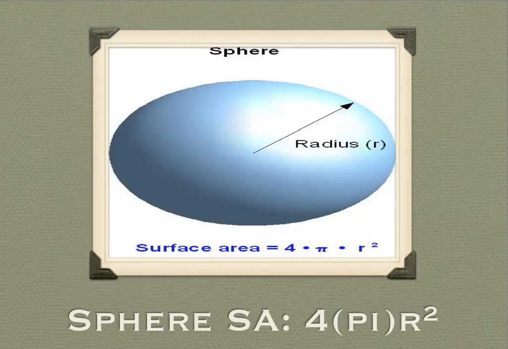And finally, to find the surface area of a sphere, remember, think of a sphere as a great big ball. So it's just made up of a whole bunch of circles. And since the area of one circle is pi r squared, in order to get the sphere, we just multiply that by 4. So those are all the different surface area and lateral area formulas.